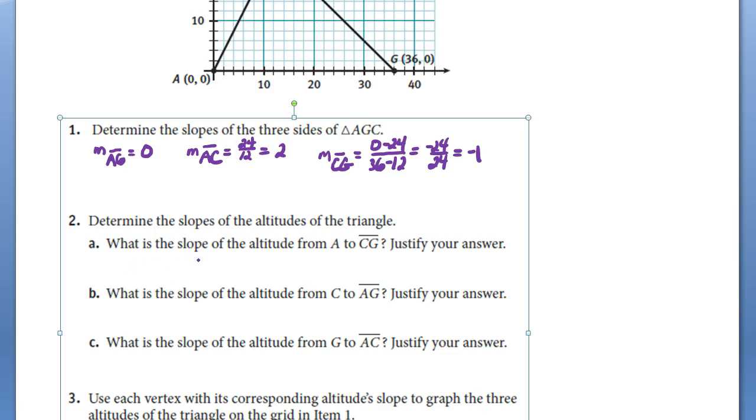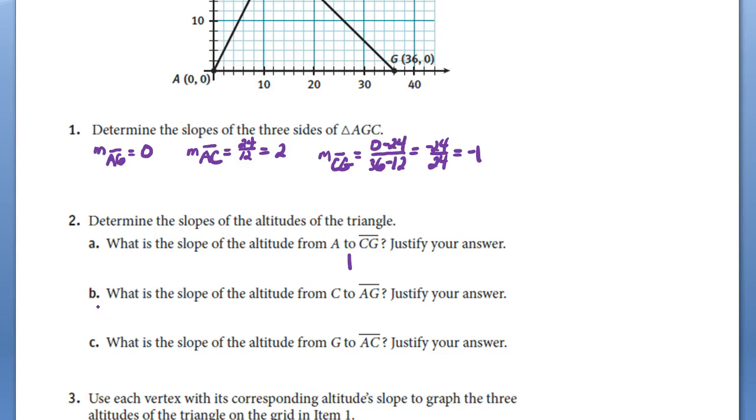So question A, what is the slope of the altitude from A to CG? Looking up above, CG had a slope of -1. The opposite reciprocal of -1 is +1. Question B, what is the slope of the altitude from C to AG? So looking up above, AG was a horizontal line with a slope of 0. A line perpendicular to that would be vertical, and vertical lines have an undefined slope.